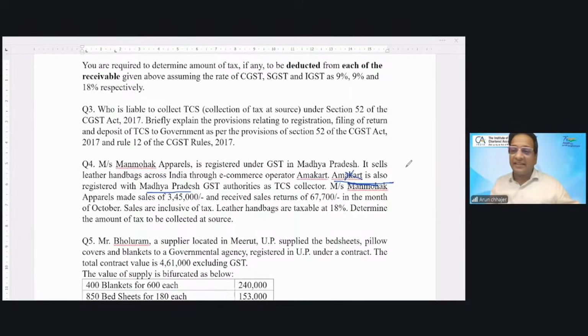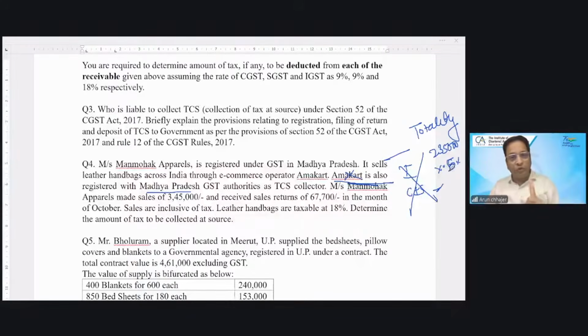So in this case, we can't say it is inter or intra. Therefore, we can calculate on a totality basis. Someone please calculate 235 multiplied by 0.5%. How much amount will come? 0.5. So 0.25 CGST, 0.25 SGST. So the total tax liability is 0.5. Total TCS liability is 0.5. Please calculate the amount so I can write it. 1175.